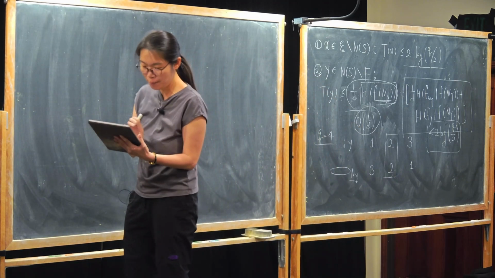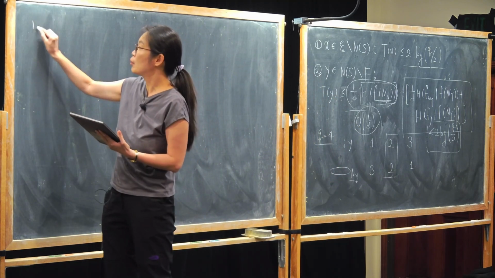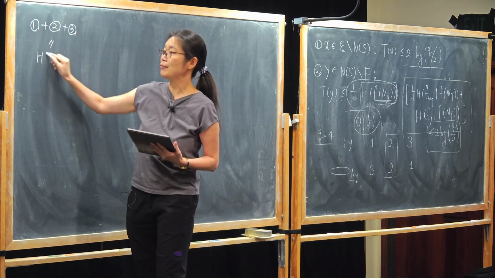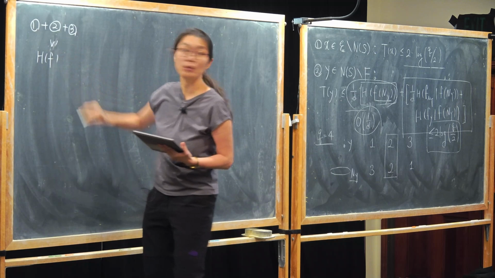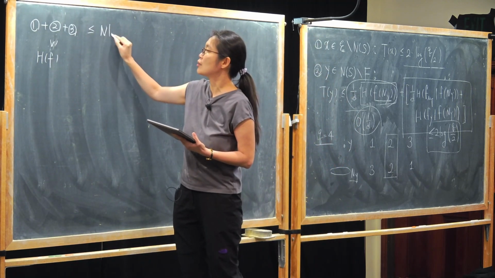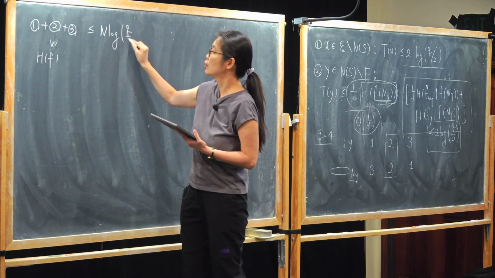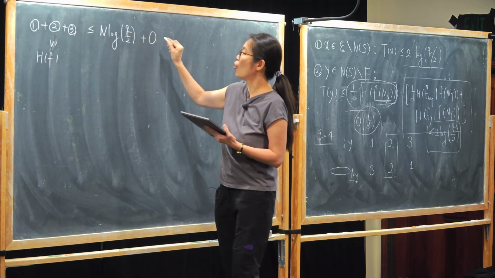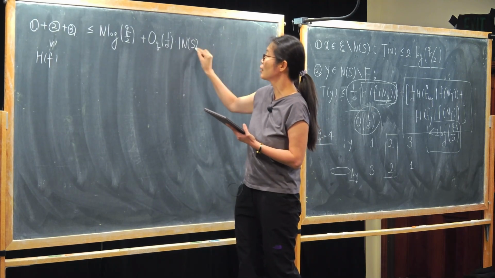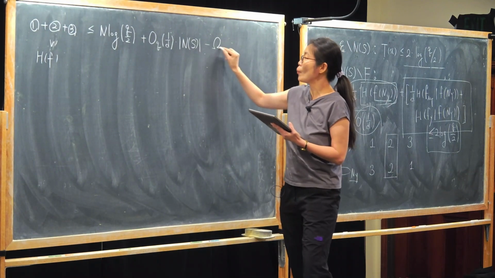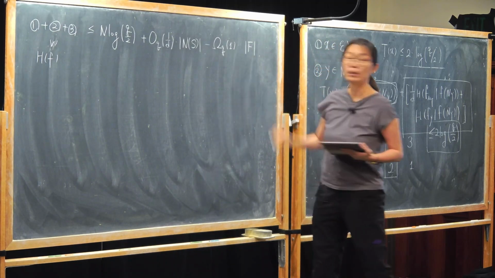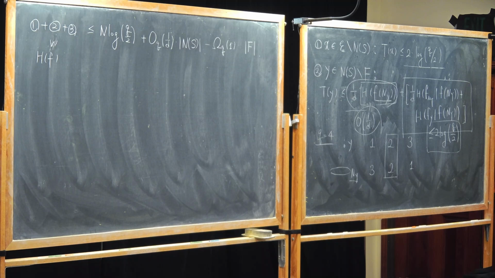OK, so if we combine number 1, number 2, and number 3, so this is entropy of F. No, this is at most entropy of F. And if you combine all of them, then this is at most n times log Q over 2 plus big O Q 1 over D times the size of the neighborhood of S minus big omega of 1 times the size of F. Do you agree with this?